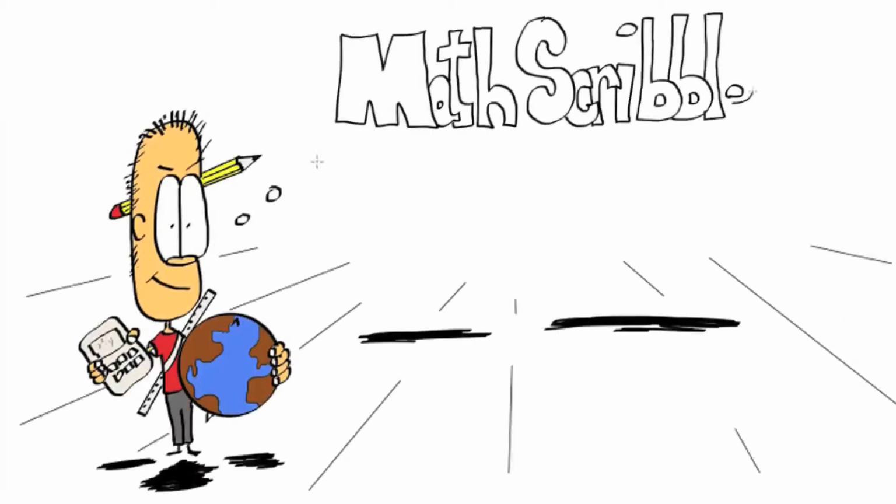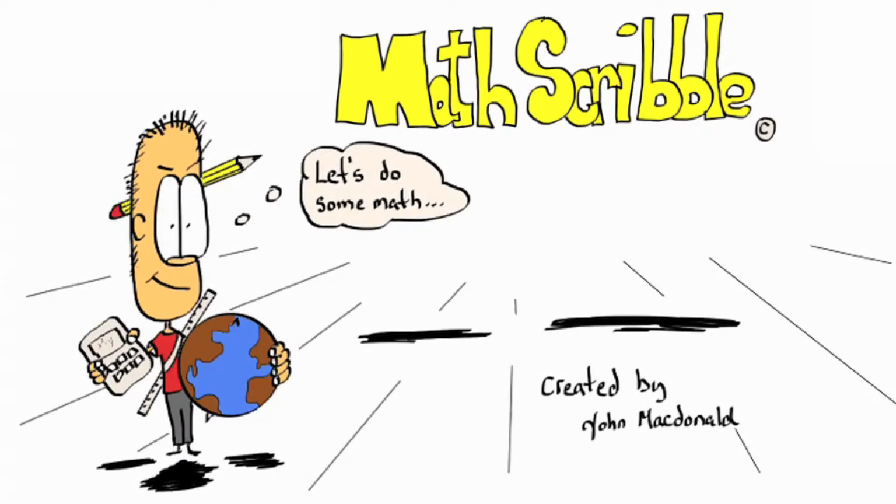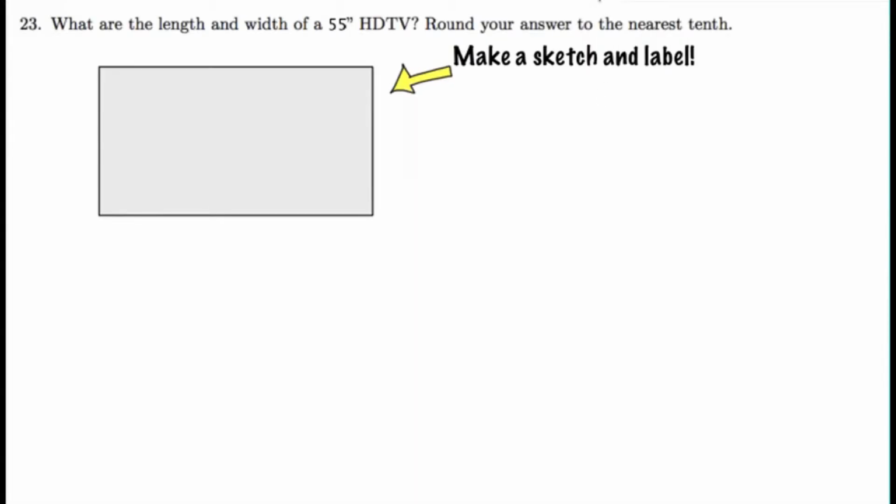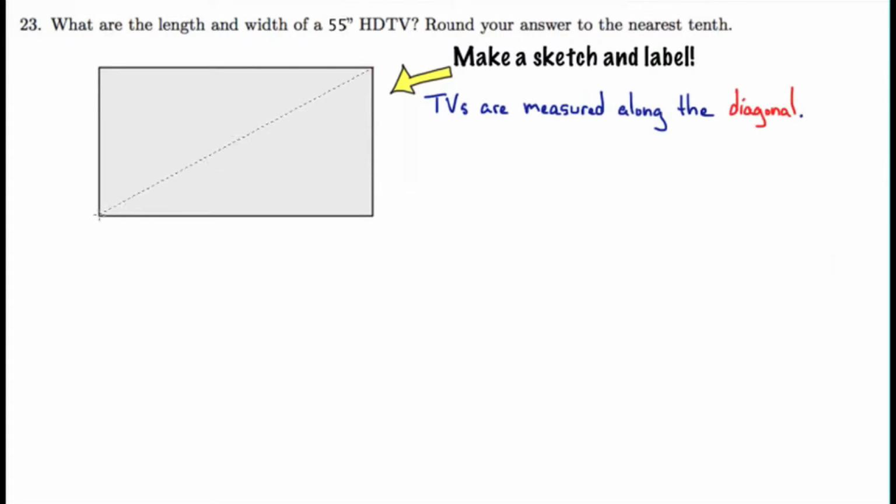Okay, so let's take a look at one problem here from the Pythagorean theorem practice set. What are the length and width of a 55-inch HD TV? Well, TVs are measured along the diagonal. So when I say 55-inch HD TV, the distance goes from one vertex to the opposite vertex of the rectangle.